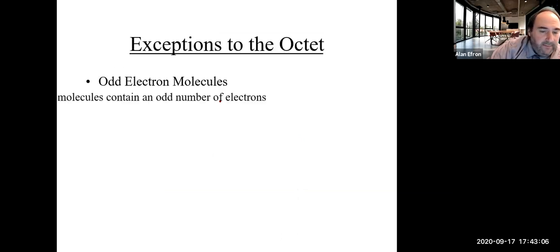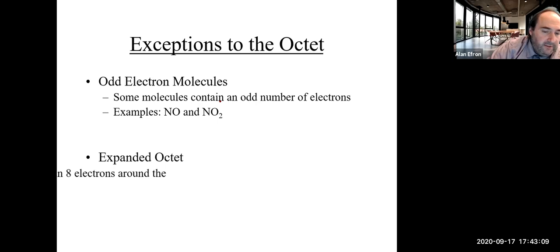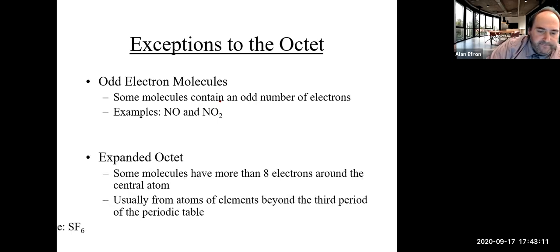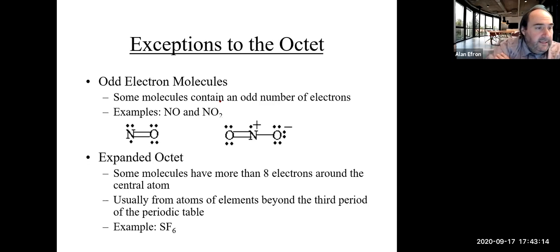Another exception to the octet rule is an odd number of electrons, or odd electron molecules. That is basically guys that when you count up the total number of valence electrons, you hit an odd number. So obviously if you have an odd number, that's going to result in somebody not having a pair of electrons. So here obviously one unpaired electron on each of these. So NO and NO2 are some examples of that. And it ends up with this sort of unpaired electron.